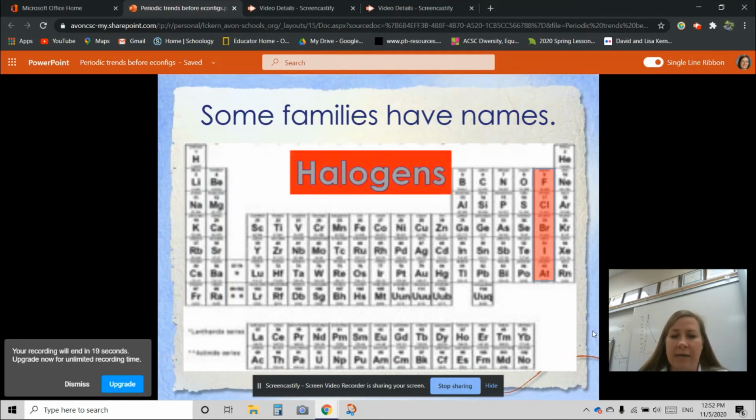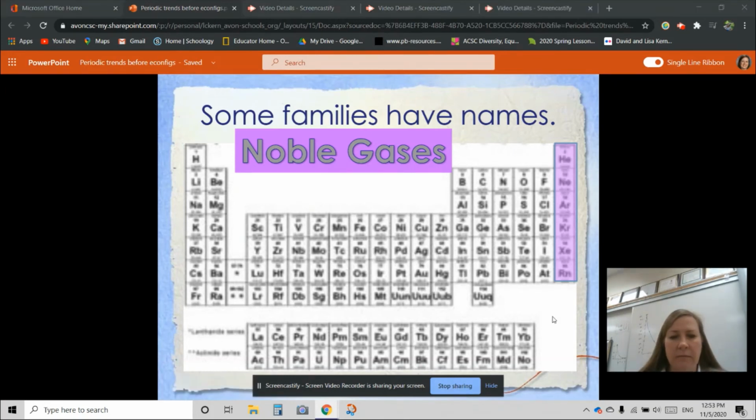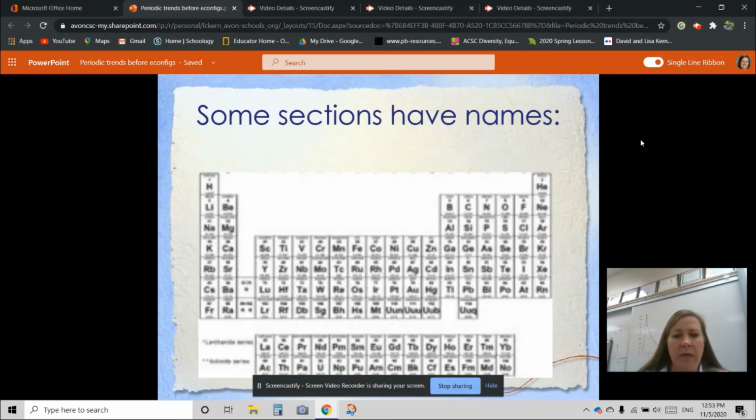The second to last group over here is called the halogens. And the final column is called the noble gases. And you need to know those names. And some of the big chunks on the periodic table have special names as well that you need to know. So hopefully you've got a blank sketch of a periodic table that you can write this stuff in.